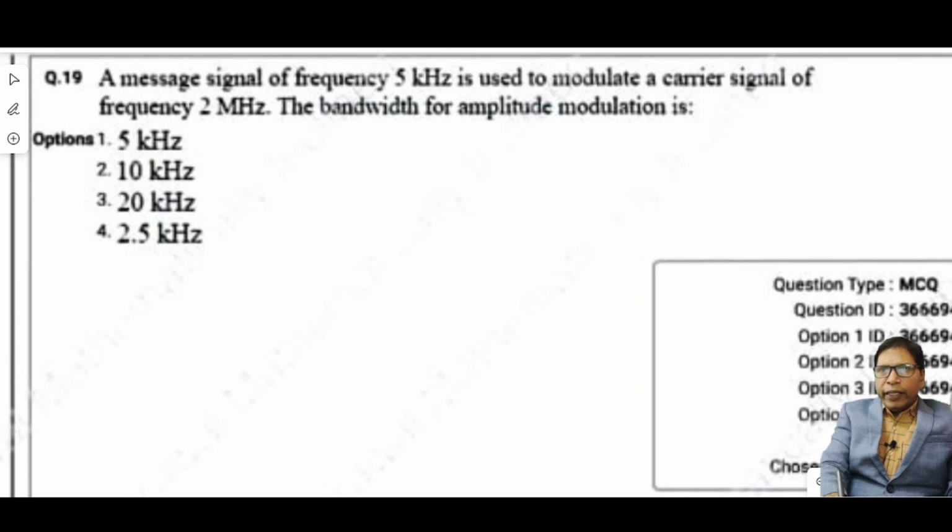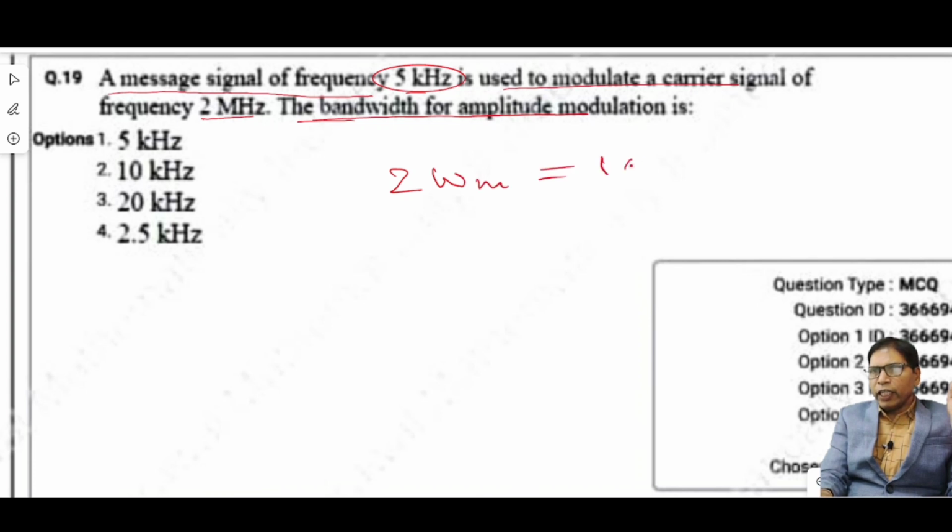Now look at this, a message signal of frequency 5 MHz is used to modulate the carrier signal of 2 MHz. Okay, the bandwidth for amplitude modulation. Look at this, the bandwidth is twice the frequency of the signal. So this is 2 omega m, so this is 10 kilohertz is the bandwidth. Okay, no problem. So option 2 is correct.